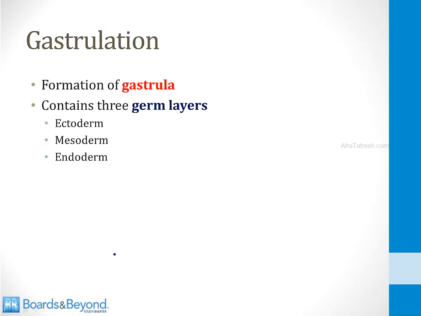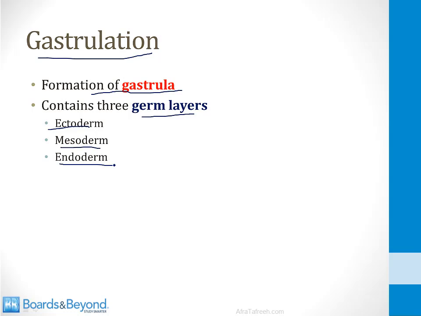In the video on embryogenesis, I talked about the process of gastrulation, when the embryo forms into a gastrula. A gastrula is a structure that contains the three germ layers: the ectoderm, the mesoderm, and the endoderm. For the USMLE Step 1 exam, they're going to want you to know which structures derive from the ectoderm, which from the mesoderm, and which from the endoderm.